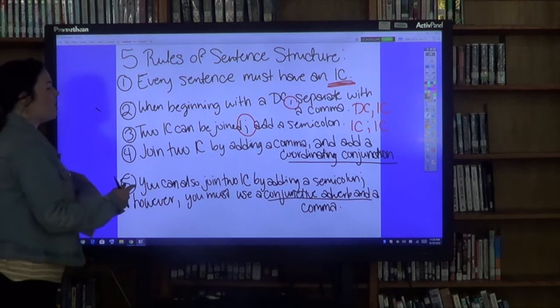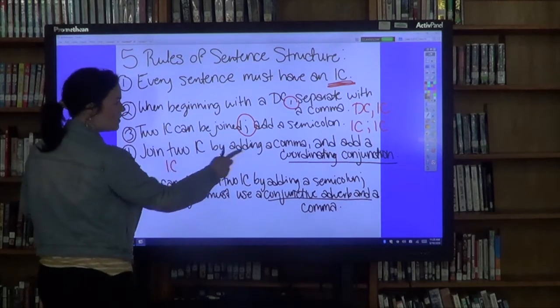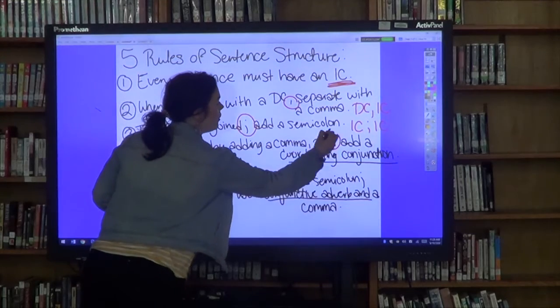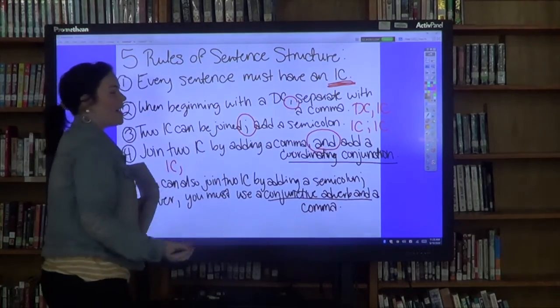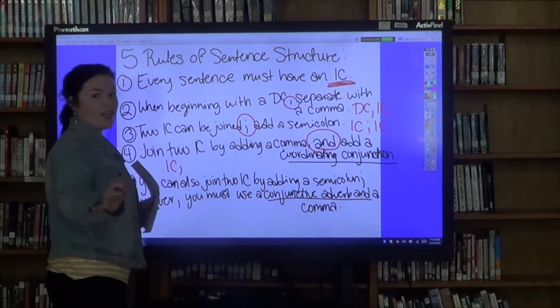Join two independent clauses by adding a comma. This phrase itself is an independent clause. Got a comma. And then I have the word and. Now, many of you probably know the word and, but, or, all those are conjunctions. Coordinating conjunctions sound very difficult.